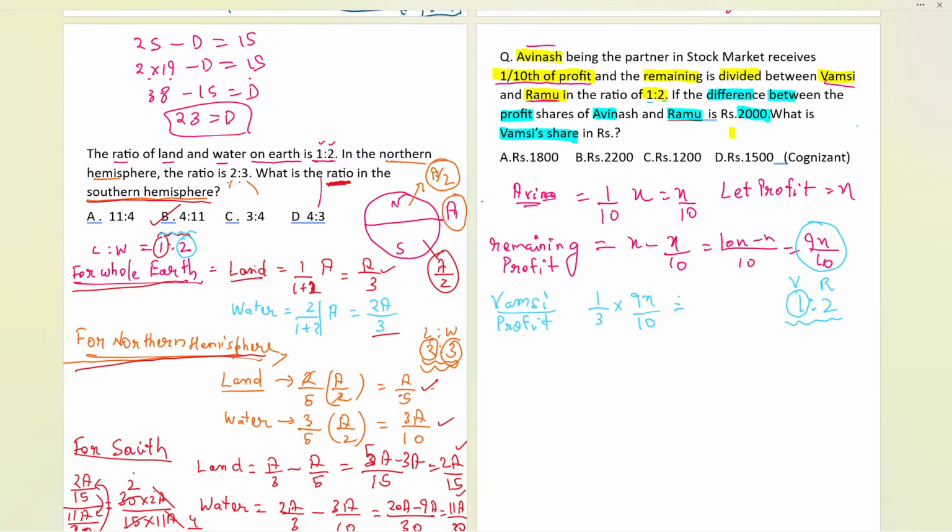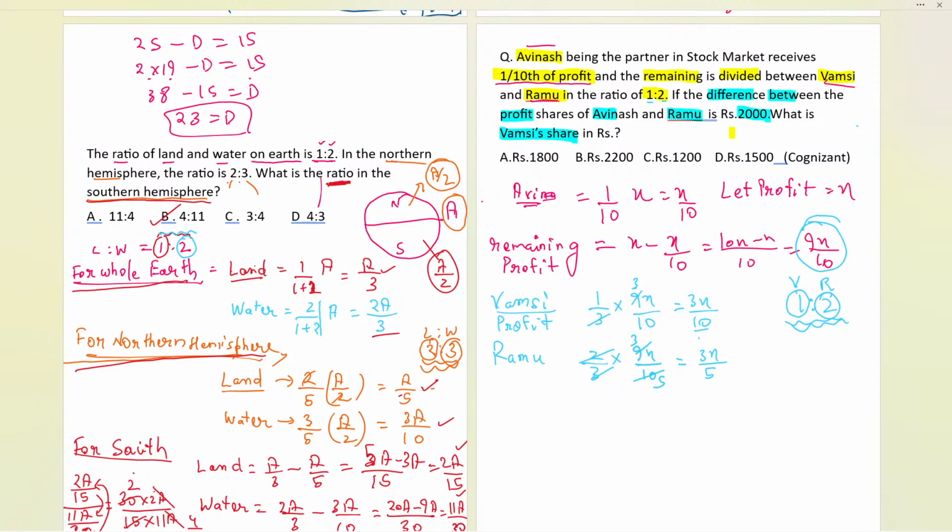Okay, so let us write over here. It will be 3 times 3, 9, so it will be 3x by 10. Let us write Ramu's profit as well. Ramu's profit is 2 parts out of total 3 parts. That is a fraction of the total remaining part, that is 9x by 10. So 2 times 5, 10, and 3 times 3, 9. We are getting 3x by 5 as the final part.